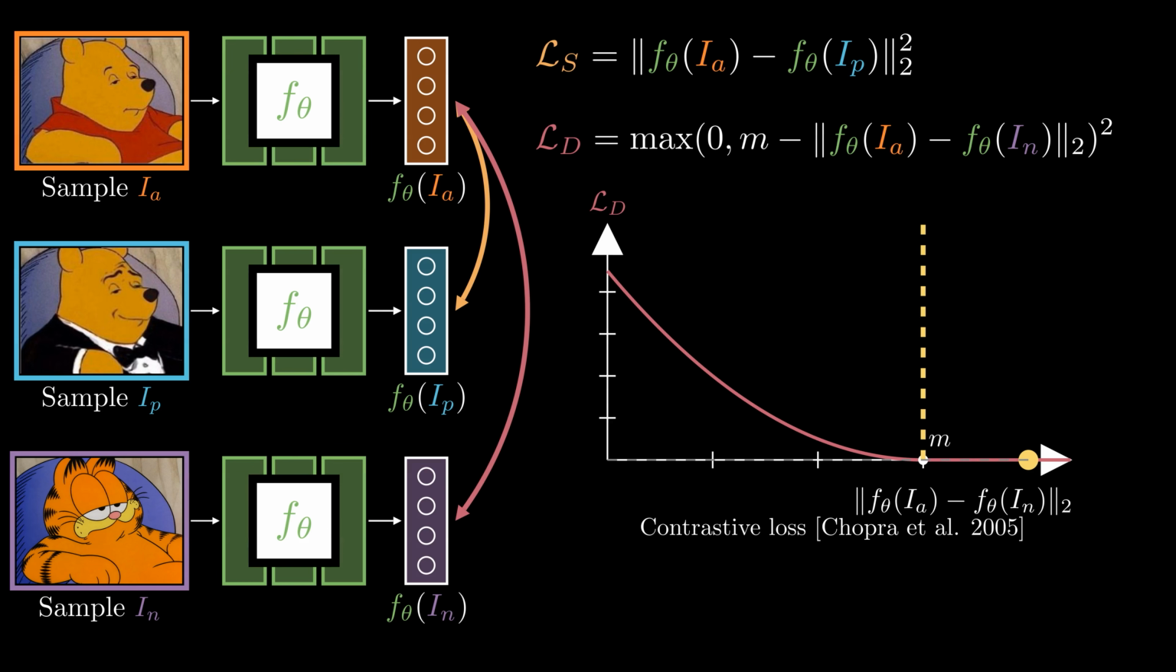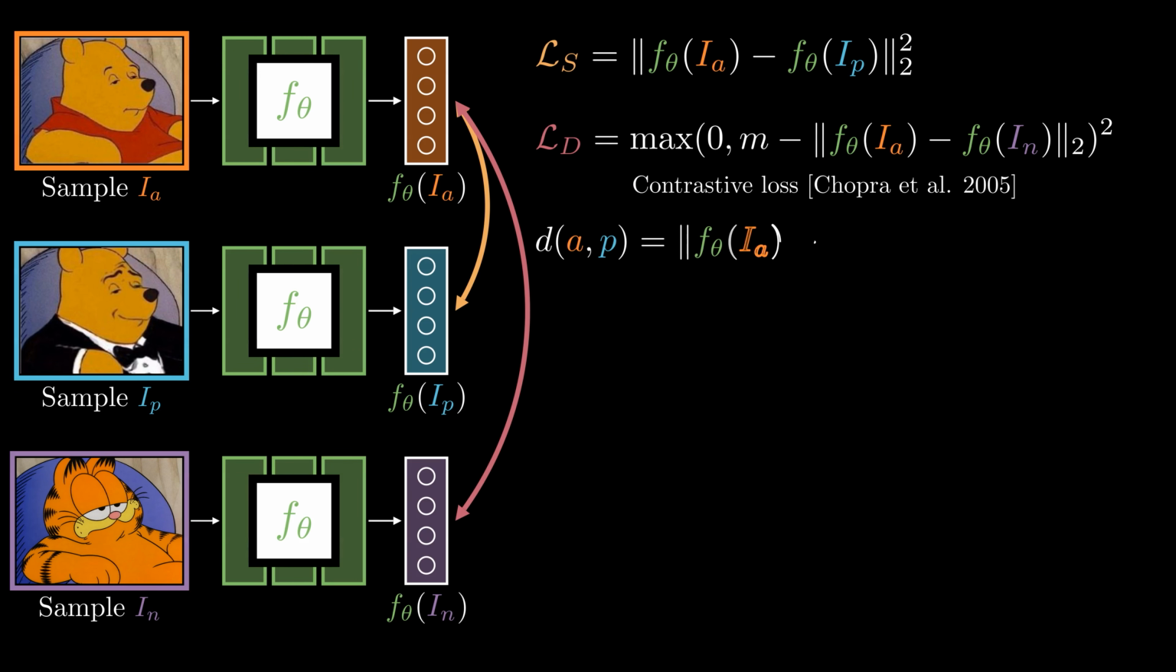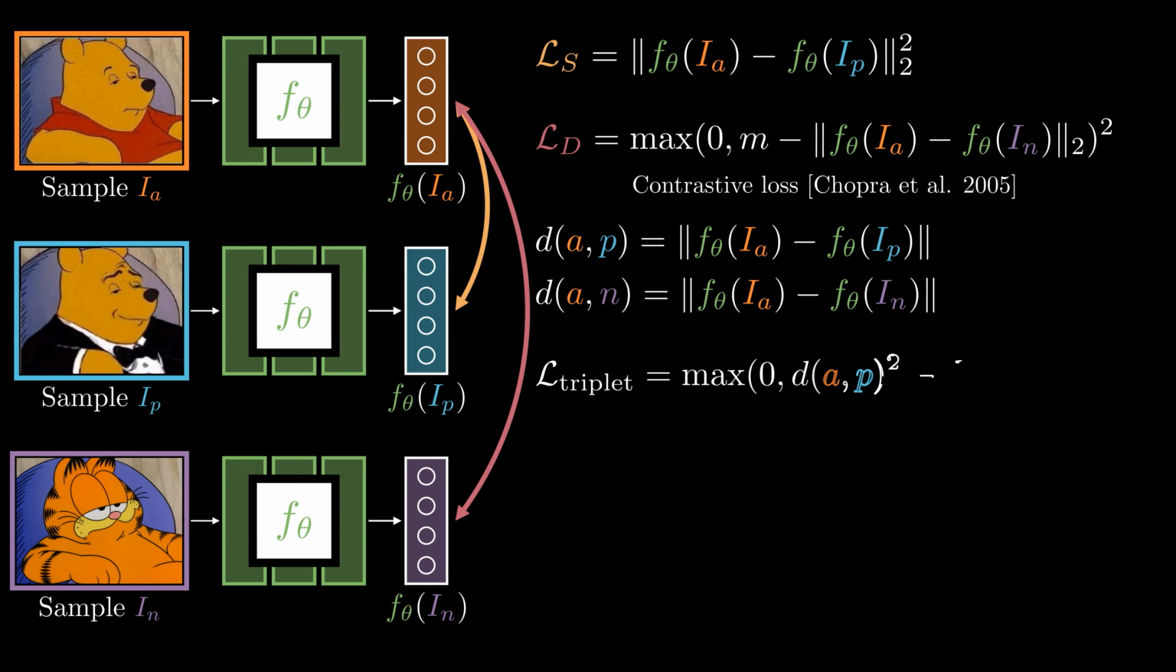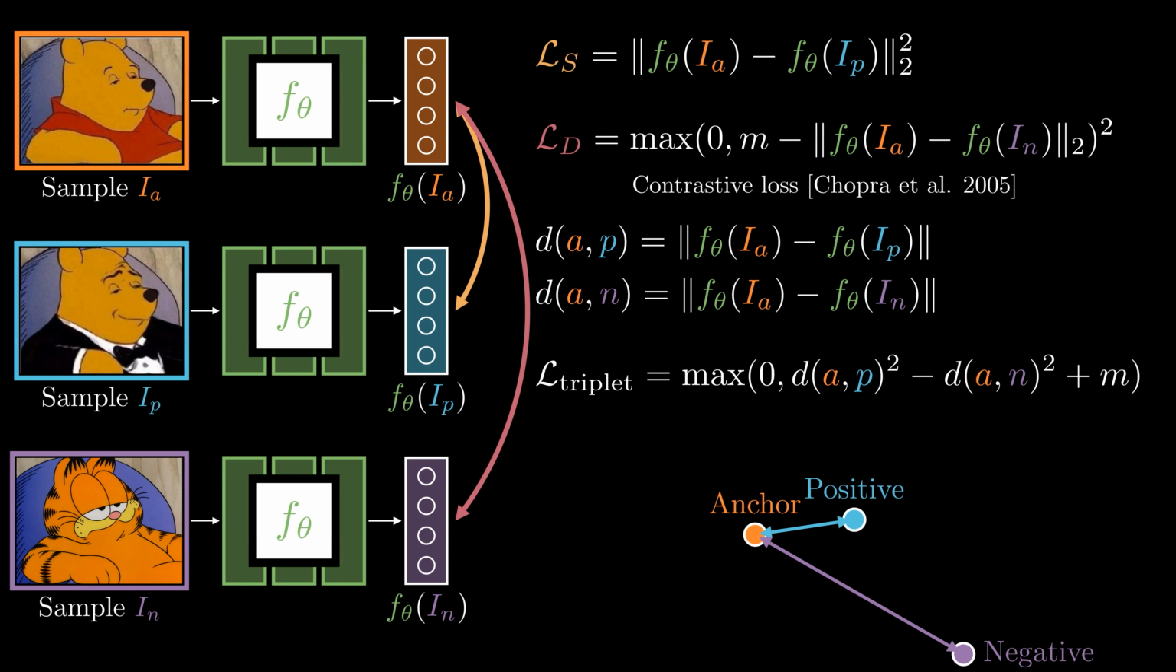This solves the collapse, but the pairwise contrastive loss remains absolute. It pushes positives together and negatives apart based on fixed distance thresholds. A triplet loss makes the comparison relative. The anchor only needs to be closer to its positive than to its negative by a margin. Both loss functions help prevent representation collapse, but they still depend on choosing useful negatives.